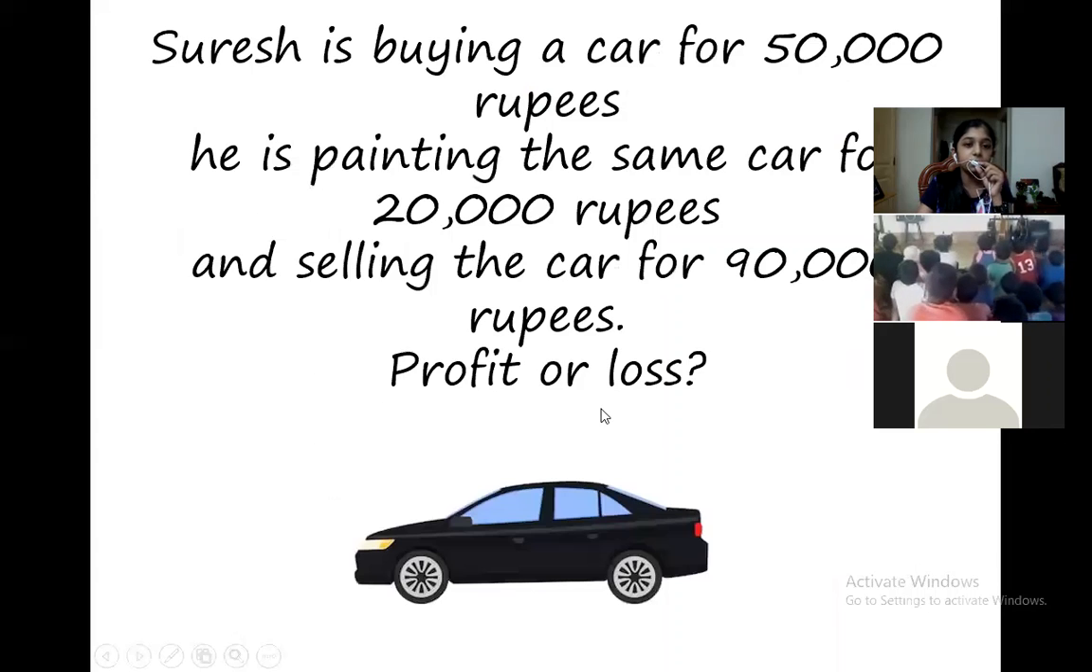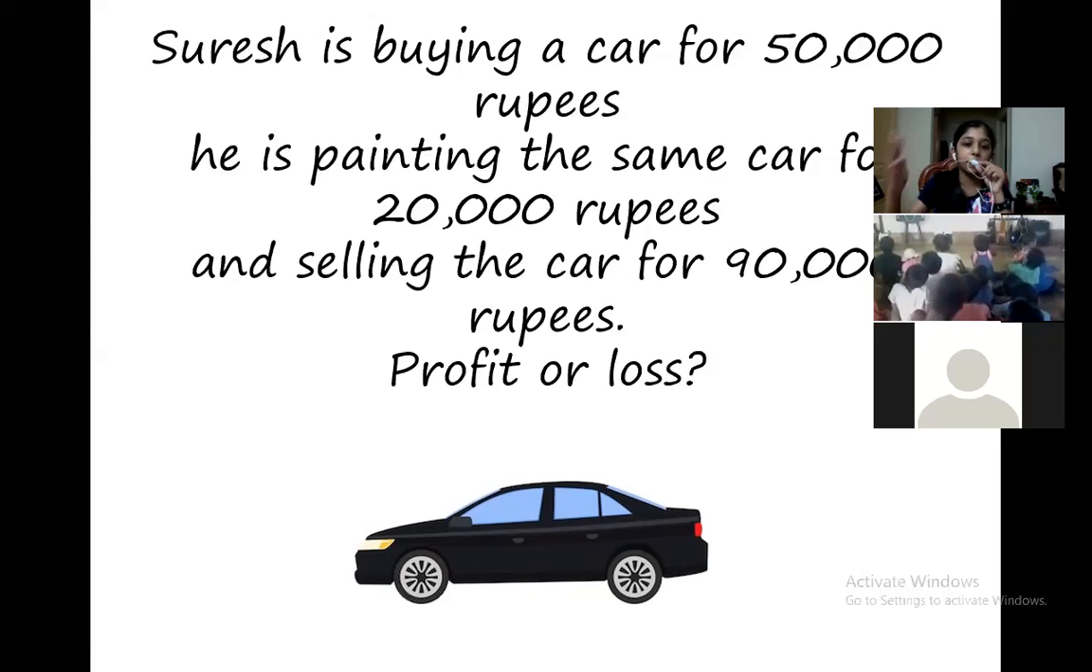Okay. So the next is Suresh. This is a bigger question, but it is very easy to solve. Suresh is buying a car for 50,000 rupees and he is painting the same car for 20,000 rupees and selling the car for 90,000 rupees. So is it a profit or a loss? So in which all areas is he paying money? For buying a car, he's paying 50,000. And for painting the car, he's paying 20,000.